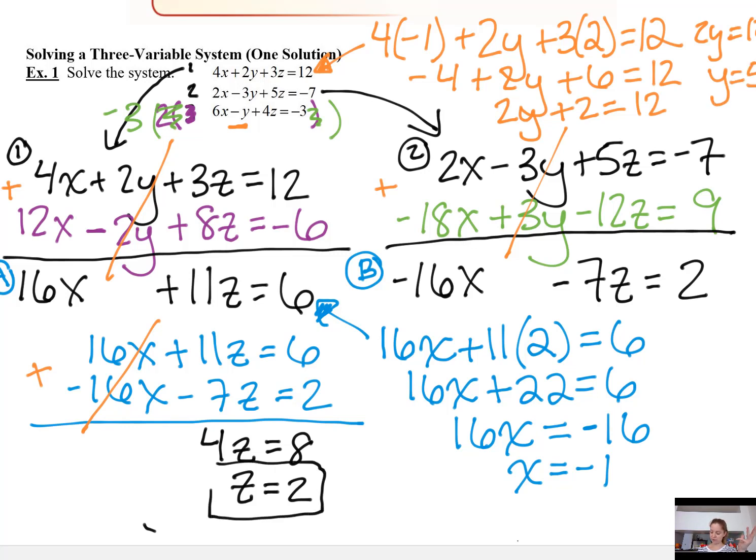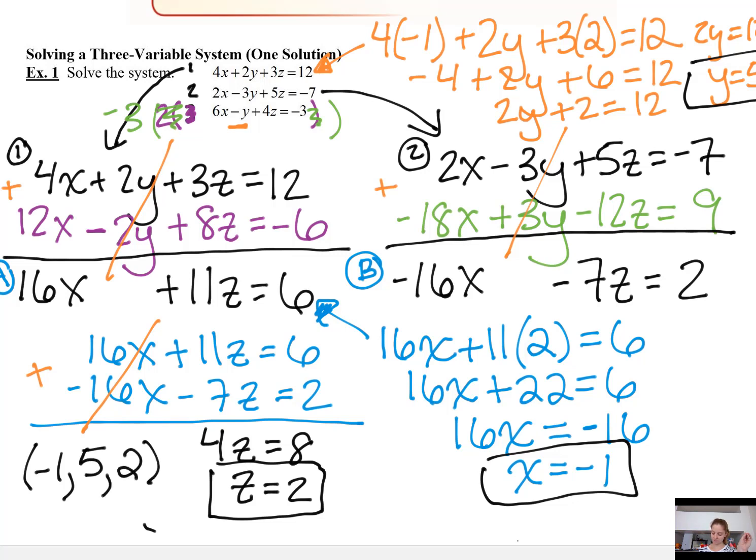Now I have my 3 variables. I know what x, y, and z are, and if I want to write them in an ordered pair, I write them in alphabetical order. So it goes x, then y, then z. There's my solution.